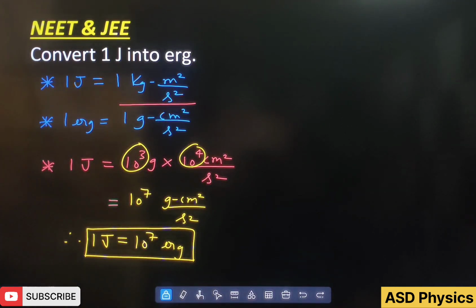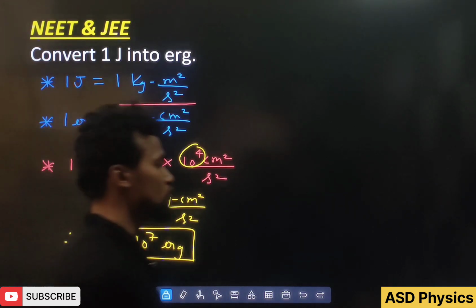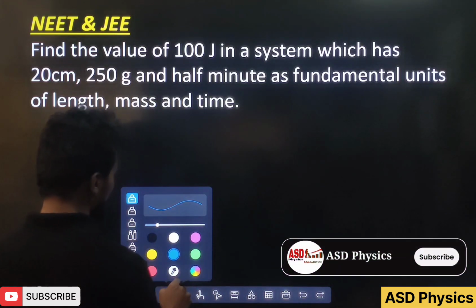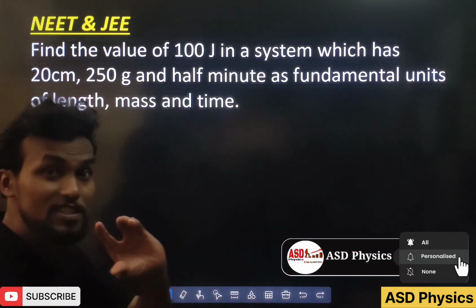N1 U1 equal to N2 U2 is valid, but directly we are doing conversion, no? Because as I have told you, MKS to CGS is there. Okay, but now here you can see this question is a little bit different.